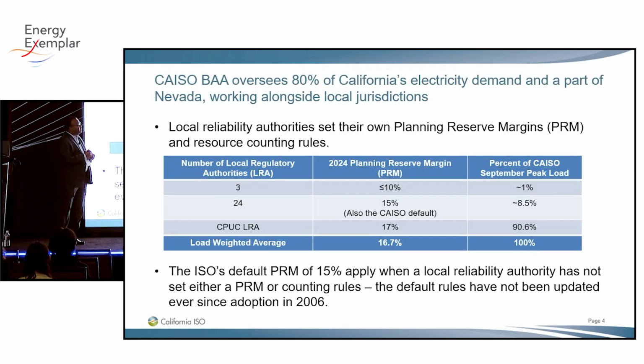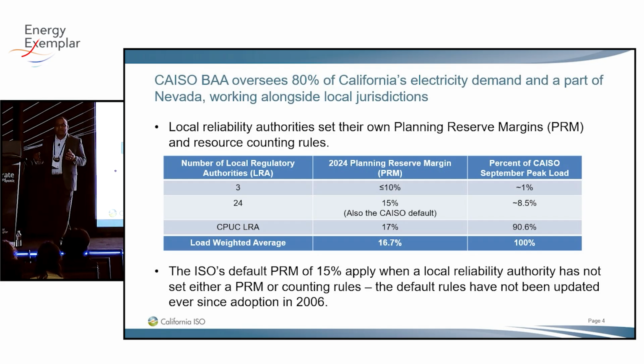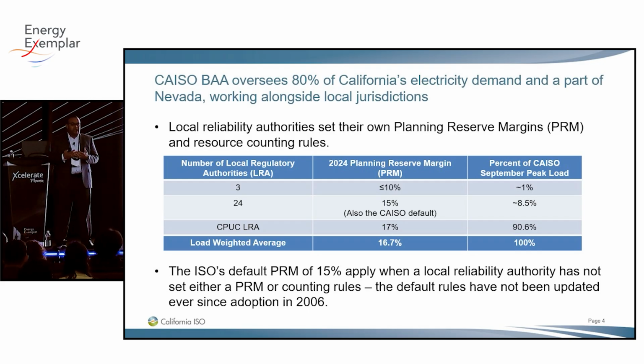While we oversee the resource adequacy program in the CAISO BAA, we rely heavily on the various local regulatory authorities in our system. The California Public Utilities Commission is one of the 28 local regulatory authorities, or LRAs, and they have their own reserve margin requirement, covering about 90% of the California ISO load. So when you have different resource adequacy programs in these LRAs, each LRA has its own counting rules.